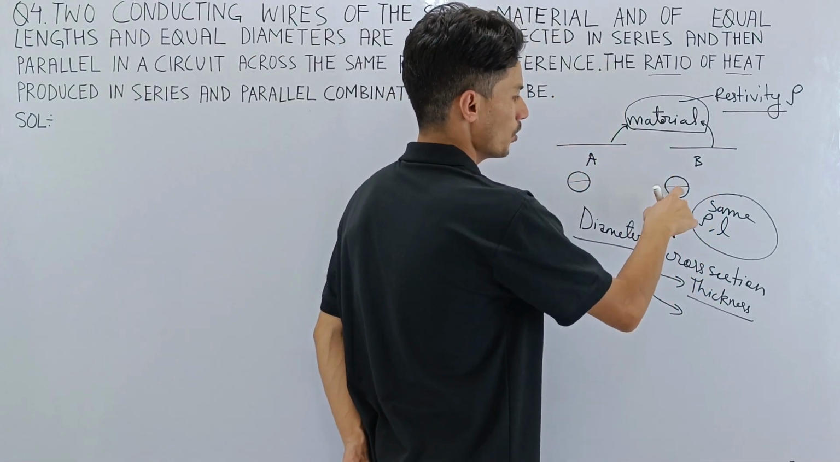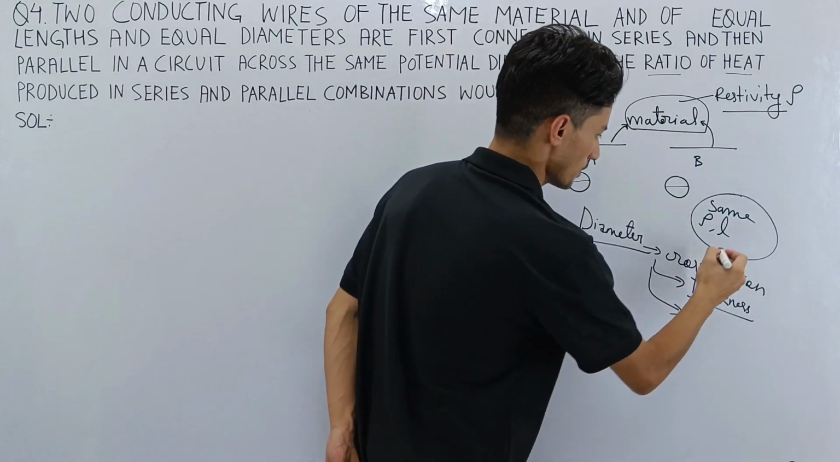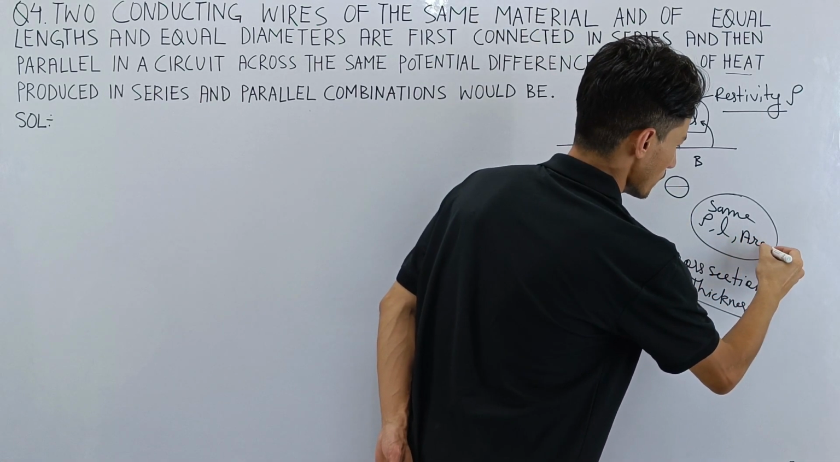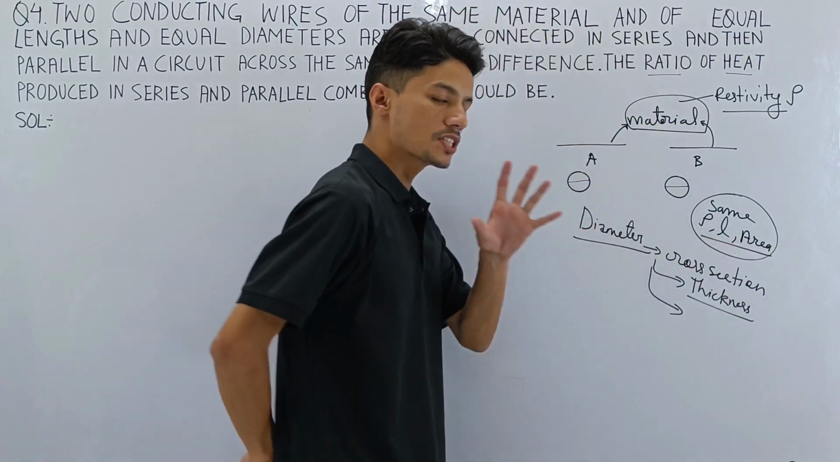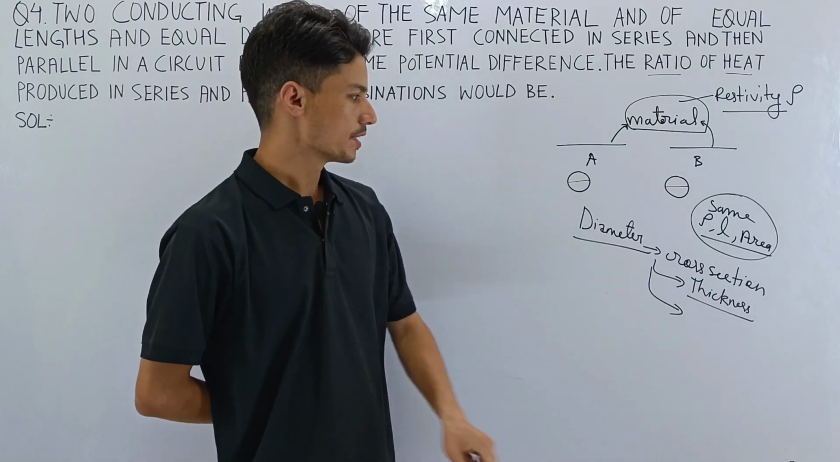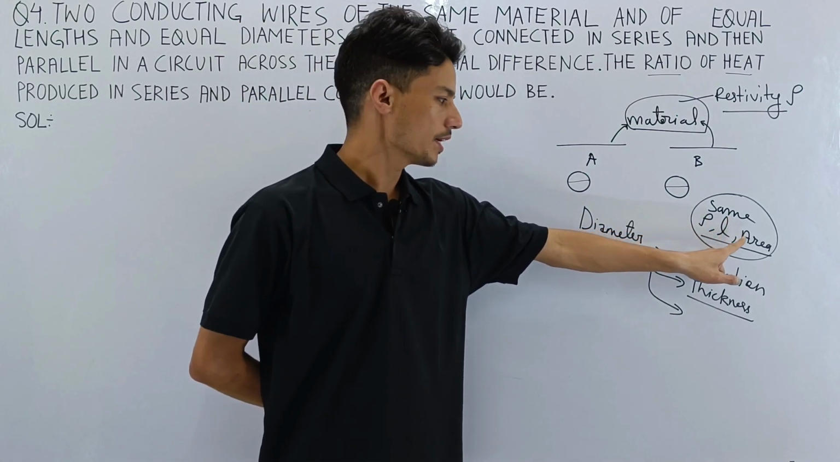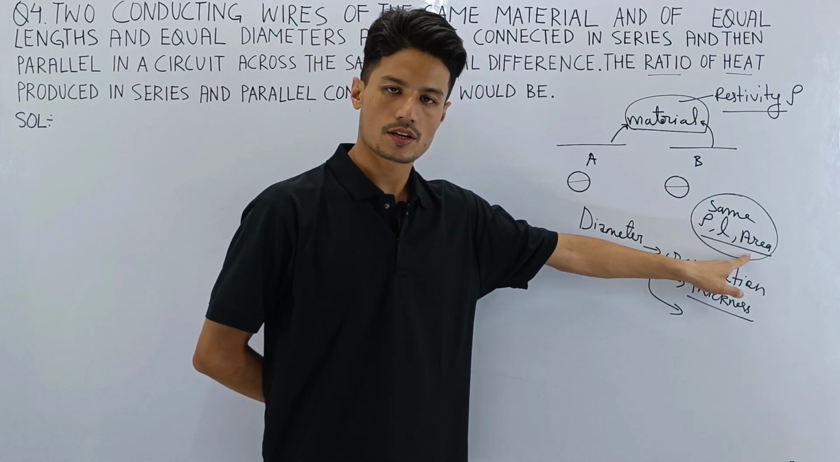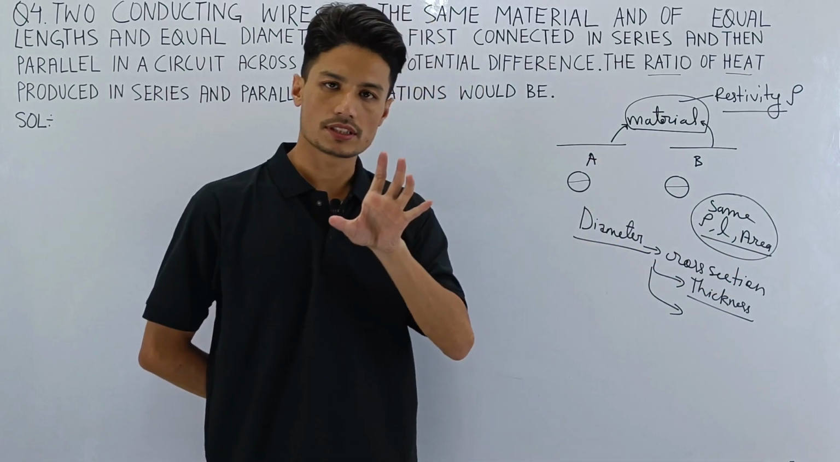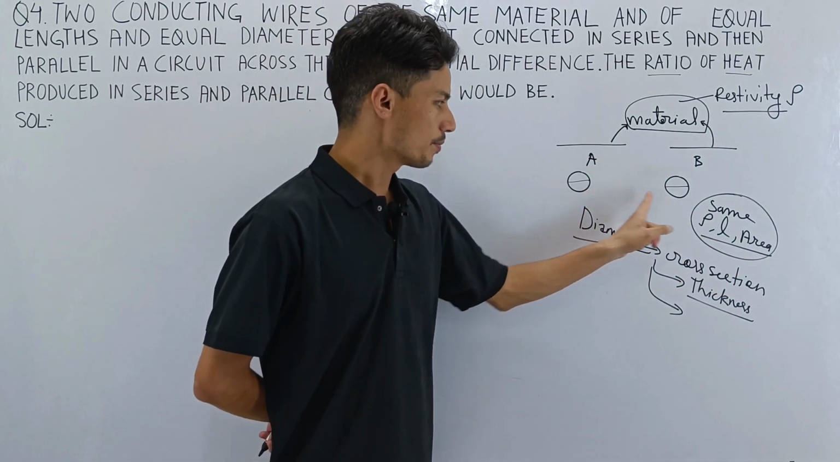It means the area of the two wires are same. So that means area is same. So this question has got three things which are same. We have the resistivity, which is same, we have the length, which is same, and we have the area, which is same. How did I conclude that the area is same? Because the diameter is same.